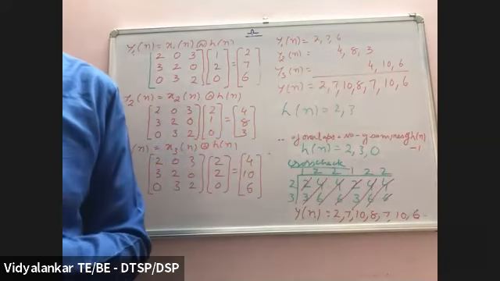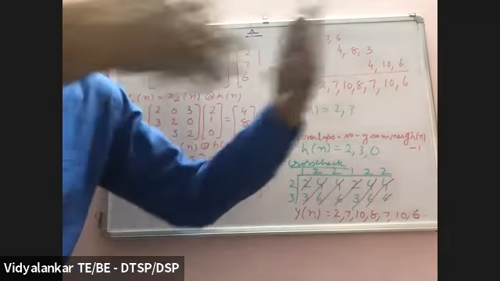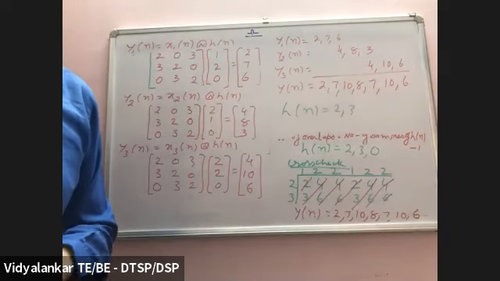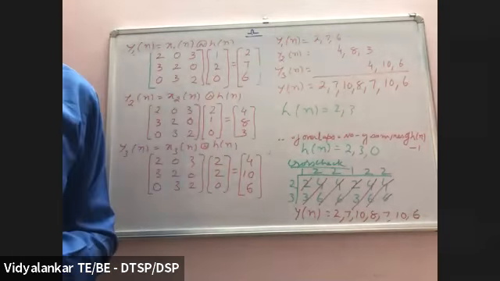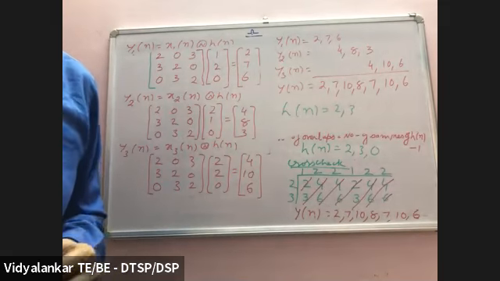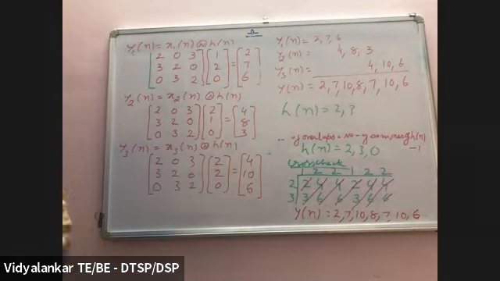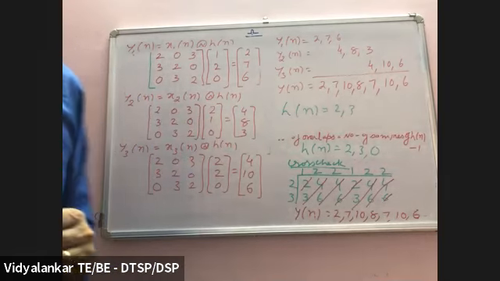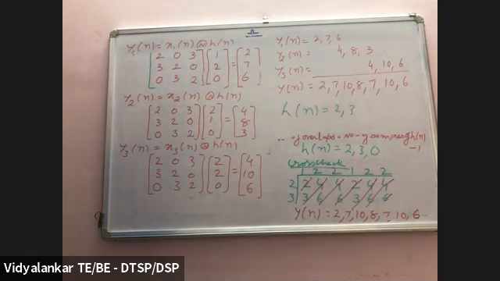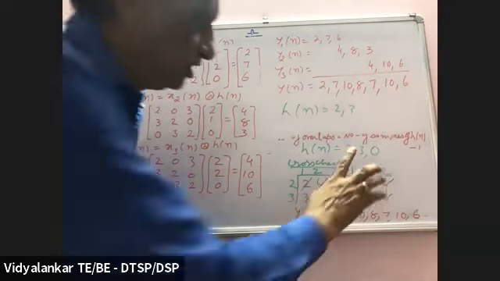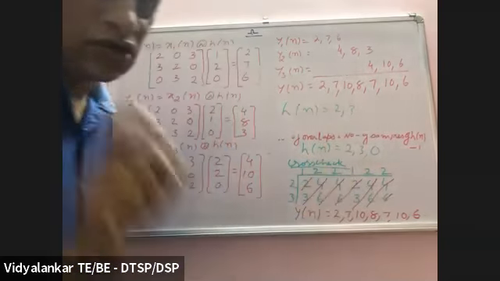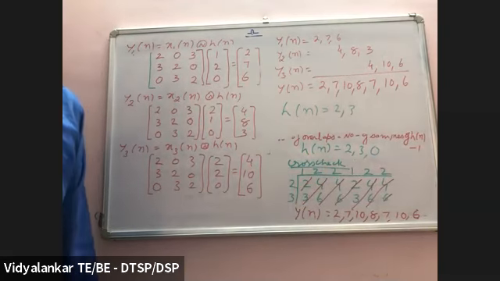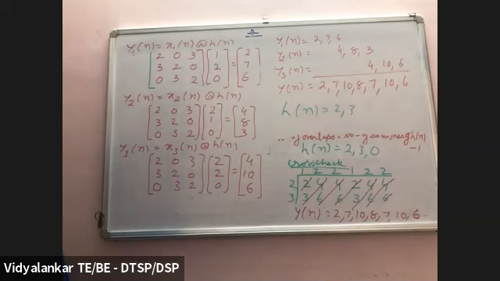Even in the earlier example, whatever example we have done, observe: in both the first case and the second case, whether you split xn into 2 parts, x1 and x2n, there is 1 overlap. Even if you split into 3 parts, x1, x2 and x3, there is only 1 overlap. The number of overlaps is decided by h of n. How many samples are there in h of n? That number of samples minus 1 is the number of overlaps.